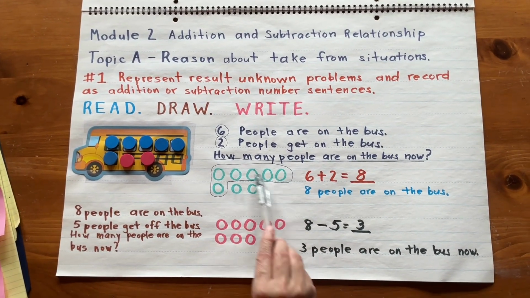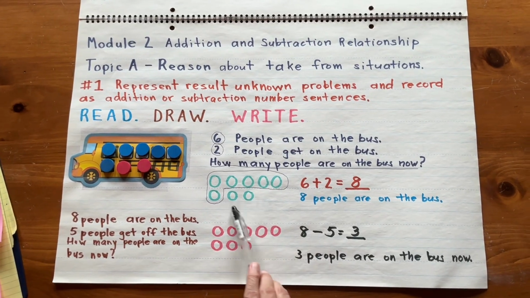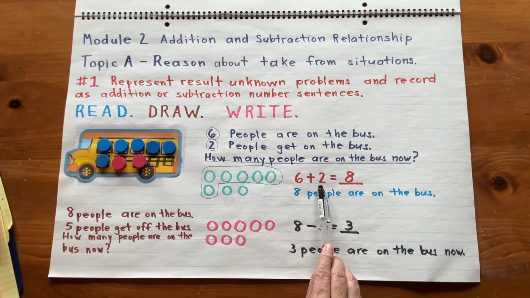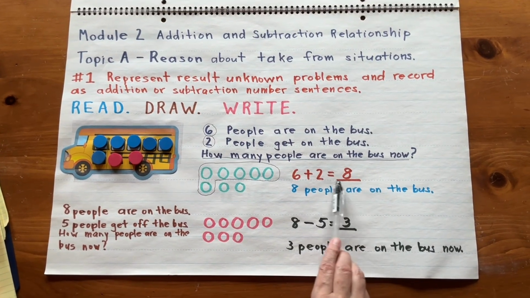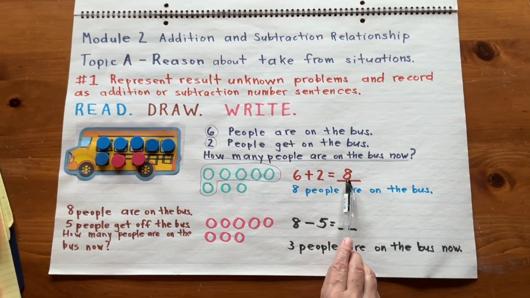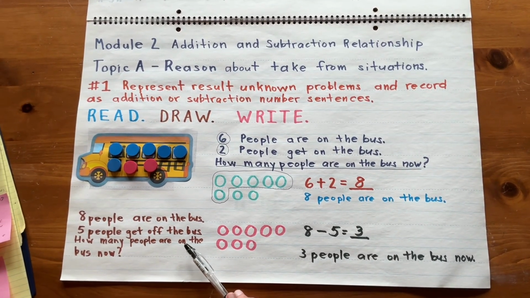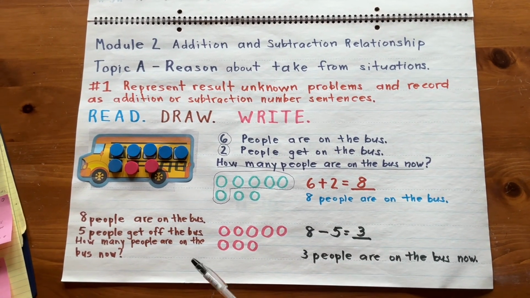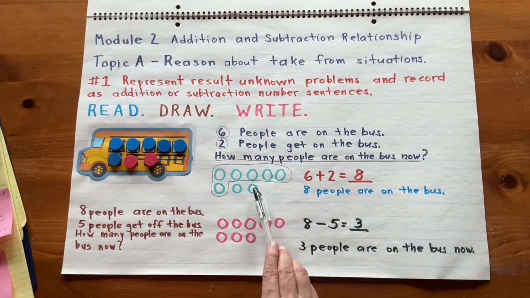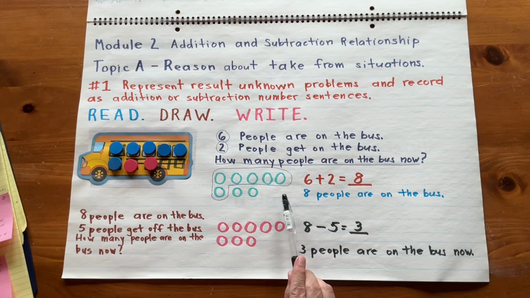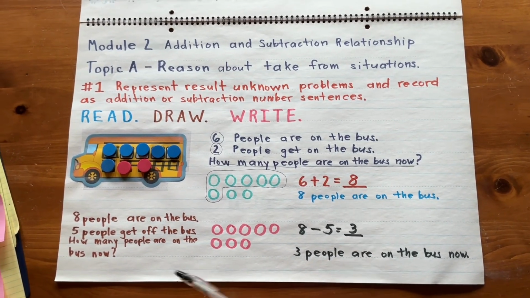So what was our first part? 6. 2 more people got on the bus, plus 2. And you'll notice I have a line under here because that's the unknown. That's what we're solving for. How many people are on the bus now? 8. Scholars can look at this and know this is 6, 7, 8. Or some scholars will look at it right away and know the total is 8.